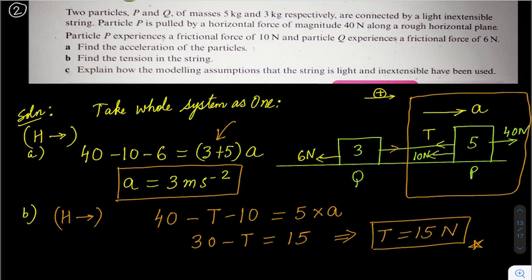Second thing is they are saying inextensible. Now what happens when the string is inextensible? It means it can't be extended. So when it can't be extended, the acceleration of particles P and Q will be the same. So that's why we have taken only one acceleration. You can notice here, we are not taking different accelerations for 3 and 5 because the string is inextensible.